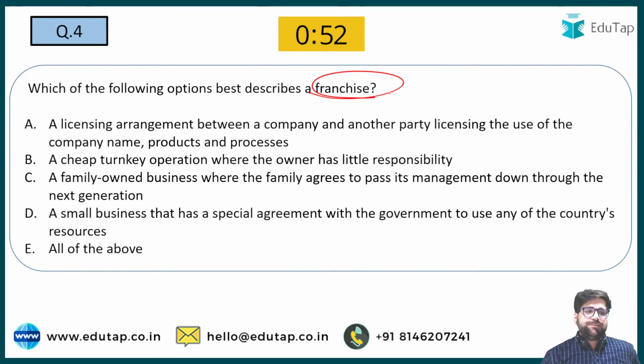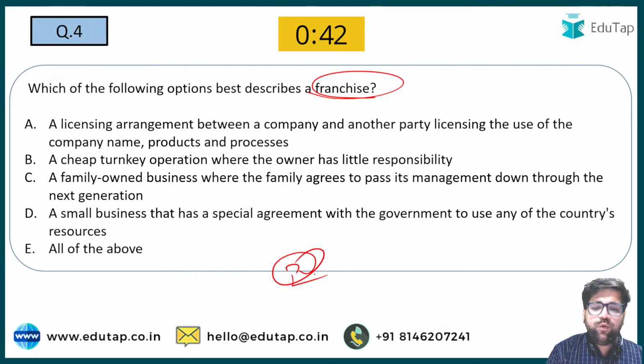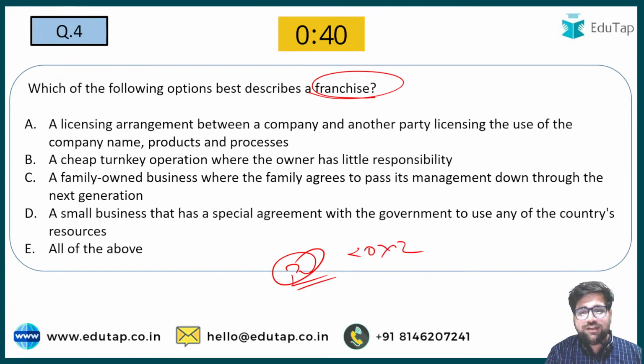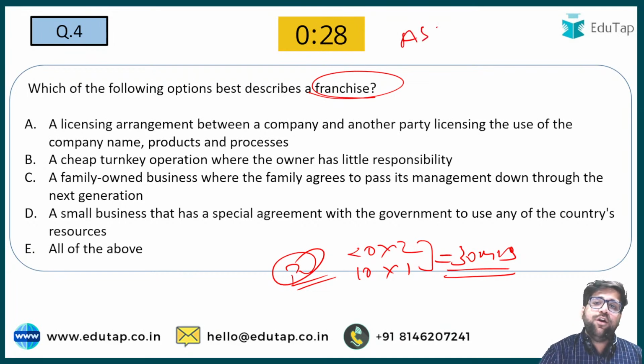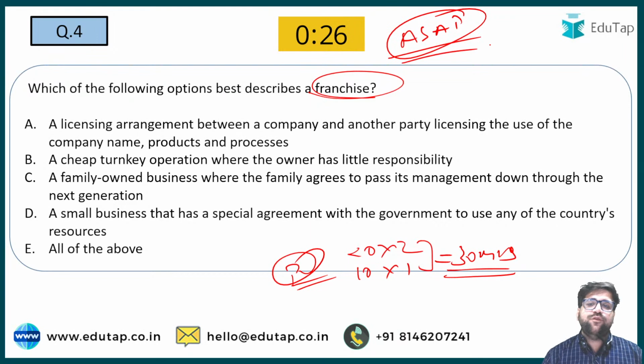Now my dear friends, who will tell me what is the best option which describes franchise? I am not waiting for much time right here, because in phase 2 of RBI you are required to answer 20 questions of 2 marks and 10 questions of 1 mark in just 30 minutes. So my dear friends, all these questions on your screen, you have to make a habit of answering ASAP. I'm not giving you the exact time, but ASAP stands for as soon as possible. So answer this question now. So Nilesh is going with statement A. Okay.